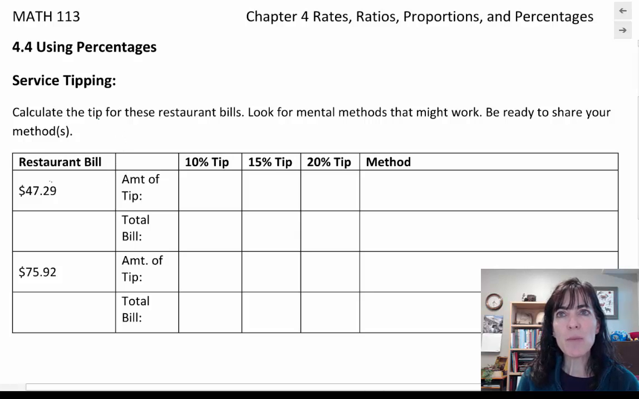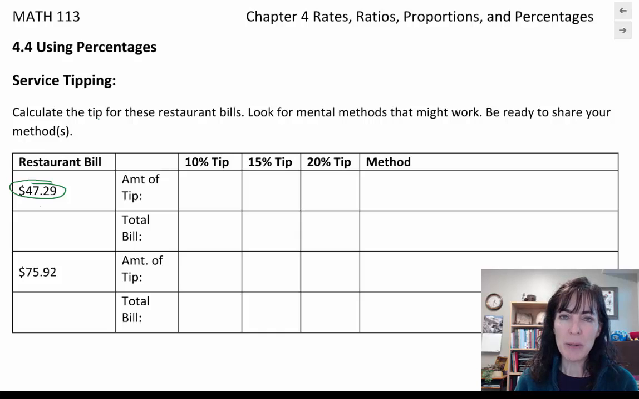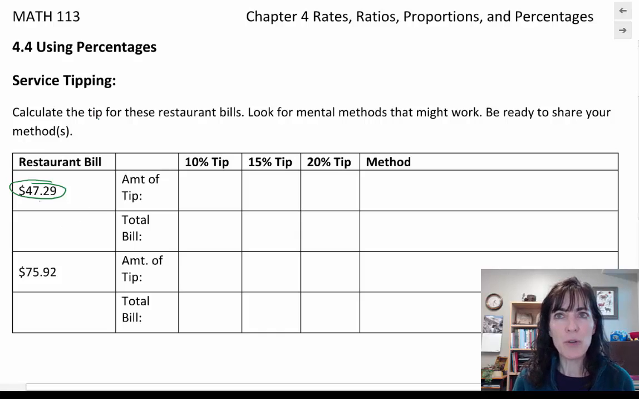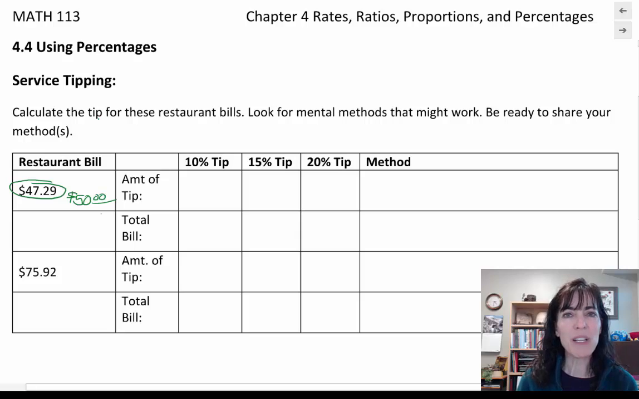So if my restaurant bill is $47.29, the first thing that I always do when I'm trying to estimate is I round the initial value to something that's really easy to work with. By really easy, I mean lots of zeros. So 47, I would say, is either close to 48, or I would just go ahead and bump it up to 50. And I would use an approximation here, or an estimation of $50 to calculate my tips, because then it's a lot easier.